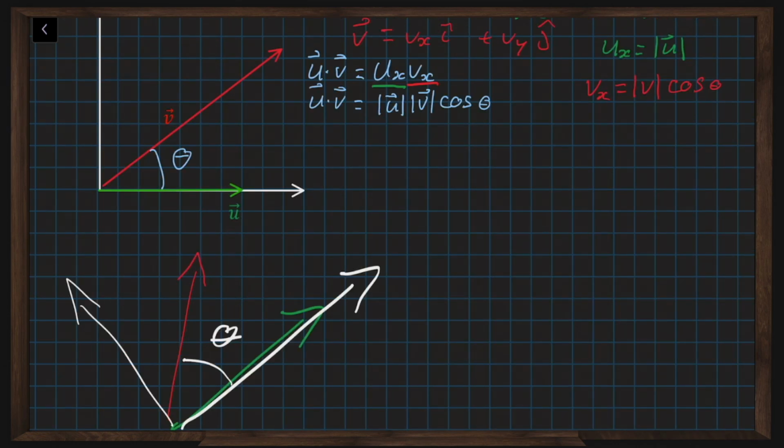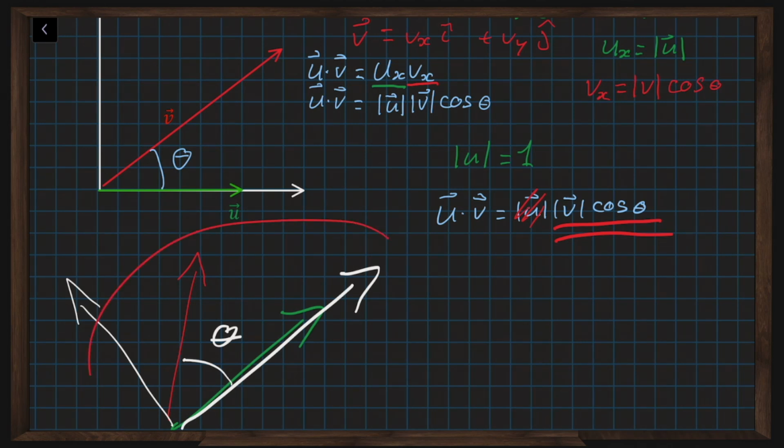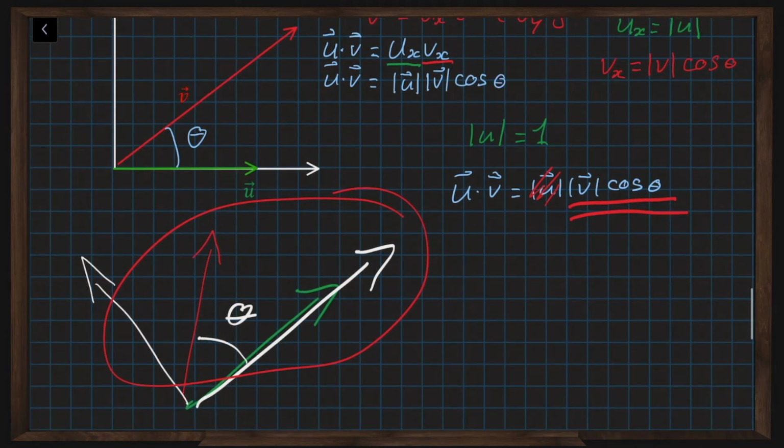But now, what if we set the magnitude of u to be equal to 1? What happens then? Well, u dot v is equal to |u||v| cosine of theta. Well, this |u| then falls away because it's equal to 1. And we see that we have the x component of the vector v. Or if we think about all of this, it is the component of v that lies along u. So another way of thinking about the dot product is that the dot product represents the component of one vector that lies along the second vector multiplied by the magnitude of that second vector.